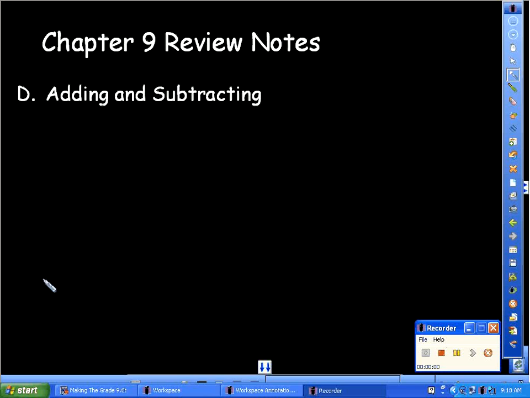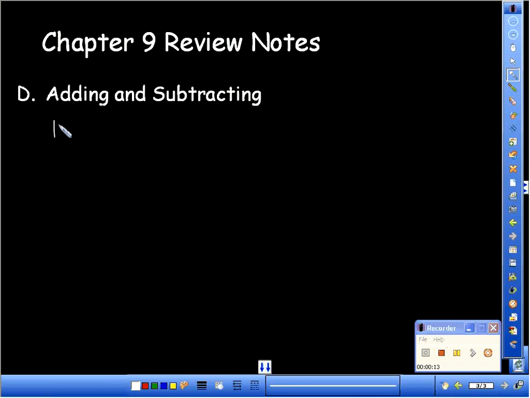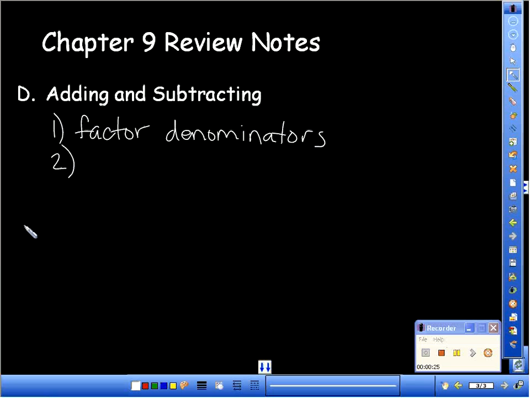Okay, so we're going to continue our review of Chapter 9. We're going to be adding and subtracting the rational expressions. So what was the first thing we had to do when we were adding and subtracting? Factor. We had to factor the denominators, so we could find the LCD, right? And so that was step 2, find the LCD.